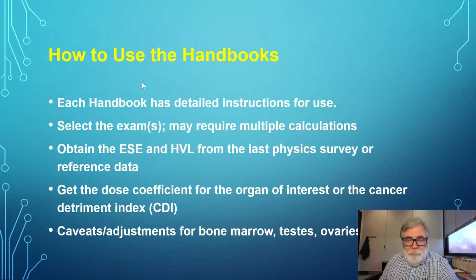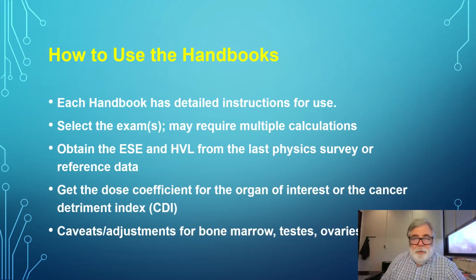So the handbooks we have that are going to be available to you on Blackboard, in each one of them, there are detailed instructions on how to use them. So I'm going to go through the simple approach. I'm using the instruction set for the adult radiography, but the other instruction sets are analogous, comparable. So the first thing you do is select the exam you're interested in. We want to know what the dose was from a given study. I just showed you AP pelvis. I showed you the table for that.